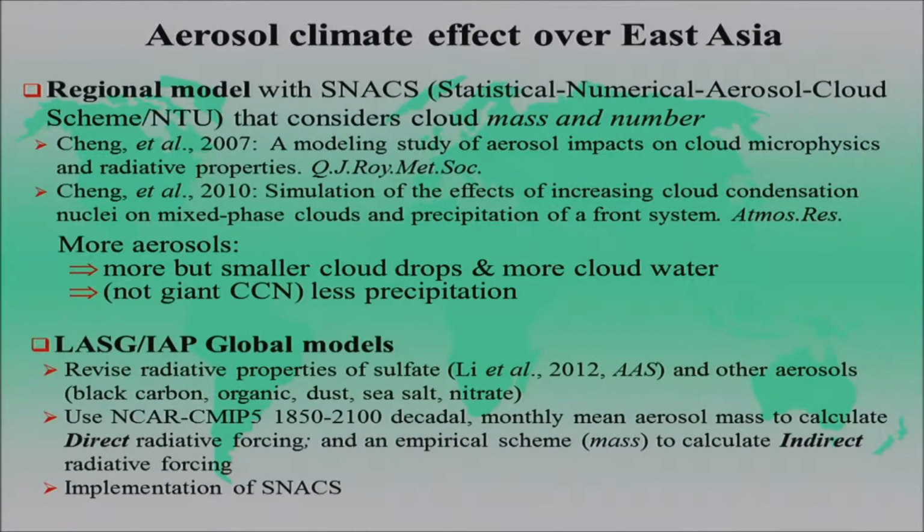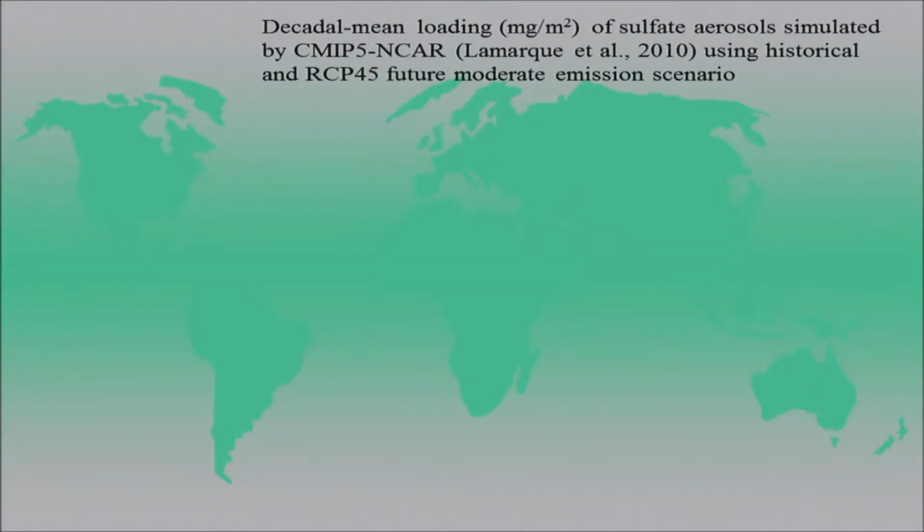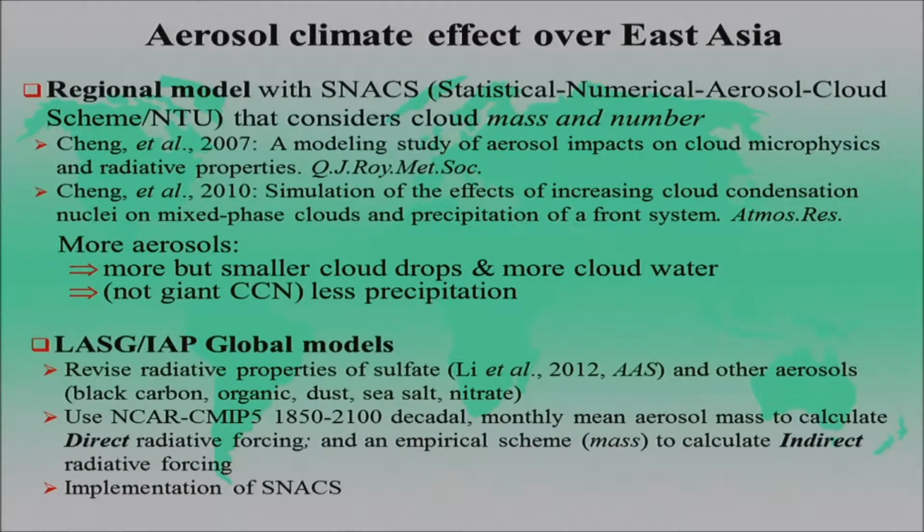Before that, of course, we spent a lot of time trying to implement this SNACs into the IAP global models. This effort is still continuing. We anticipate we're probably going to do that in the next couple of years before we get into the model observational comparison. Now, for this second part I'm going to show you, we get hold of the NCAR CMIP-5's 150 years or 250 years simulations.